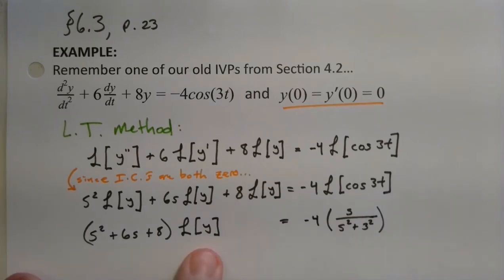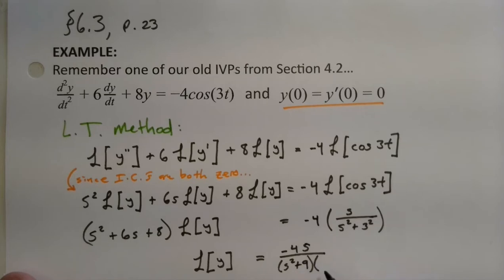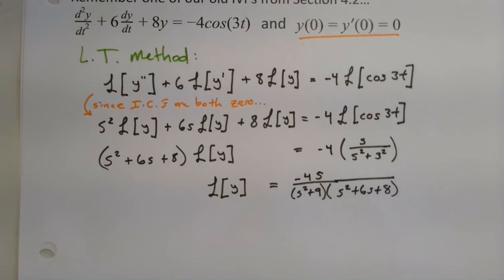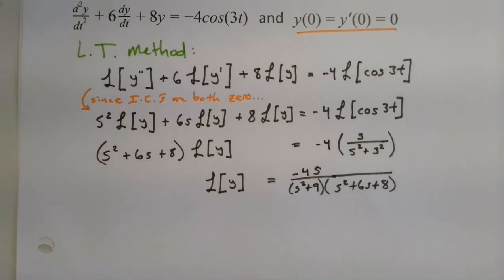And so the last step is just to solve this thing for the Laplace transform of y. And we now have negative 4s over one polynomial, s squared plus 9, times another polynomial from over here, s squared plus 6s plus 8. Now, you might be looking at that and thinking, oh, I don't think I could undo that using the Laplace transform, but thanks to our ability to use partial fractions in Maple, we can do this.